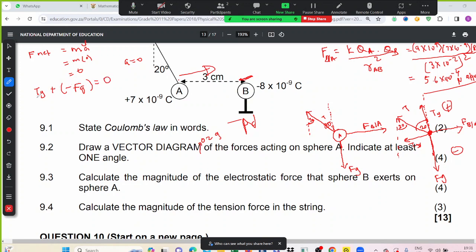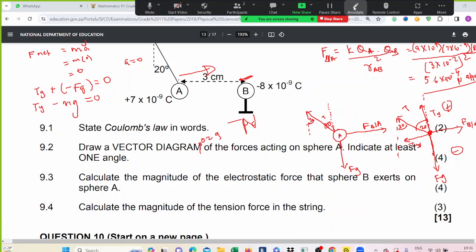Okay? And remember, Ty minus Fg is the same as the weight. If you want to calculate the weight, it is the mass times the gravitational acceleration, which is mg, equal to 0. Do you have any question here? No question, Sipa. Okay.